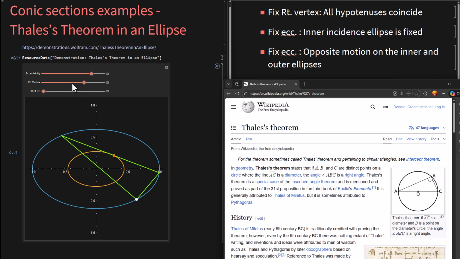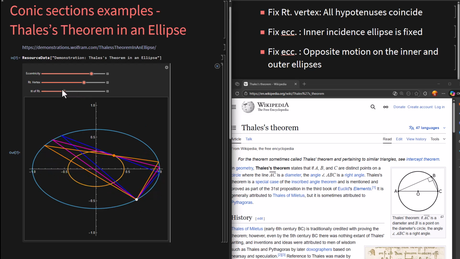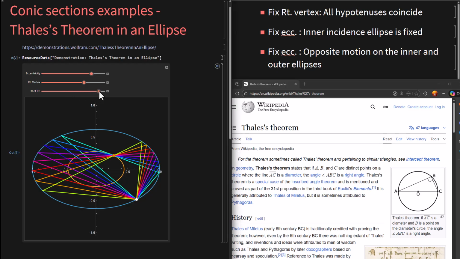It's just the center. But in the generalized case, you can see that if we fix the right angle here and increase the number of triangles, or equivalently, we find a family of right triangles inscribed in this ellipse with its right-angled vertex sitting at a fixed point, all these hypotenuses are concurrent. This point is something like the center in the circular case, but this point is no longer the center of the outer ellipse.